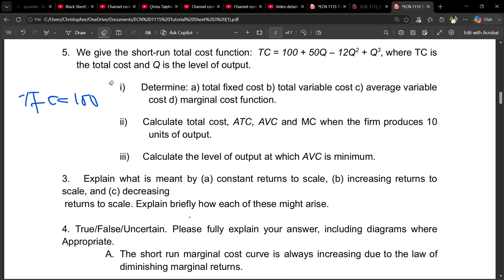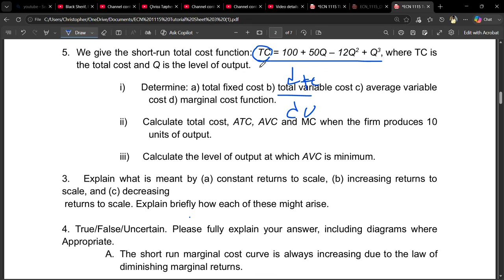D says we find the marginal cost function. So the marginal cost function is going to be found by differentiating this equation. Differentiation from grade 12, you just say dy, the total cost, over the quantity. Why we say the total cost is because the y was outside and x was inside, right?